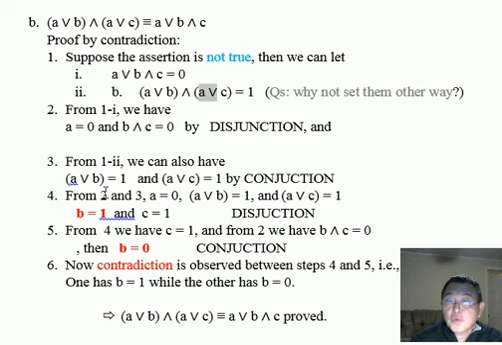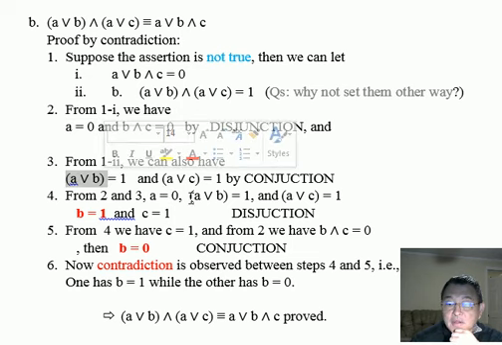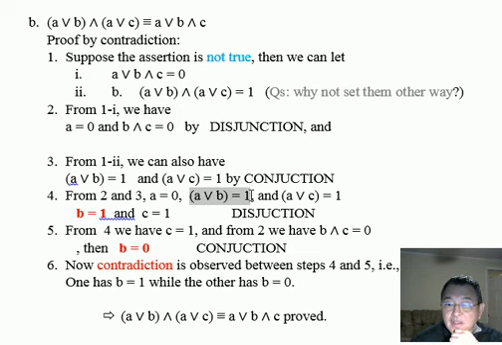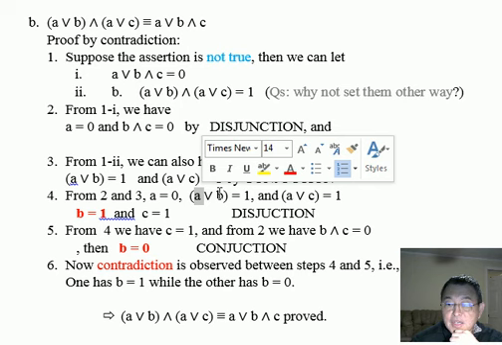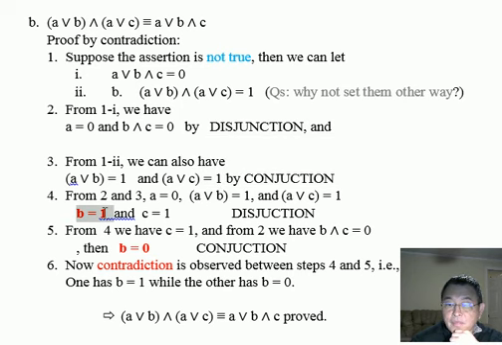So then from 2 and 3, from 2 we have A equals 0, and from 3 we have A or B equals 1. So see that, look, A is 0. Now since this is 0, B must be 1. So therefore, that's the OR, that's a disjunction. And now, same idea, A or C. Now A is 0, so C must be 1. That's again by the definition of disjunction.